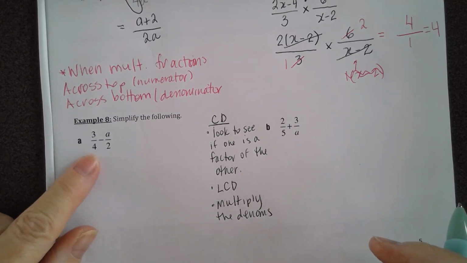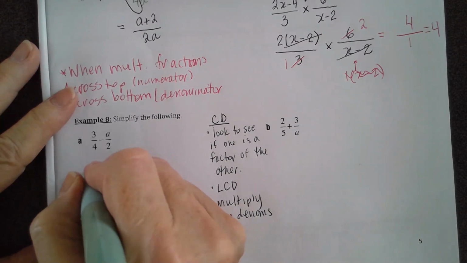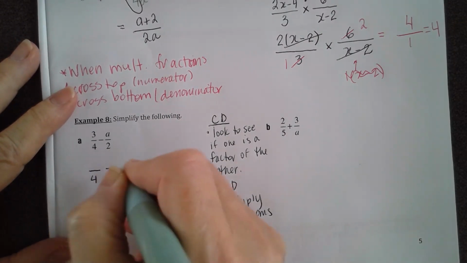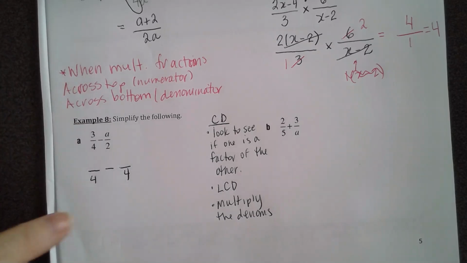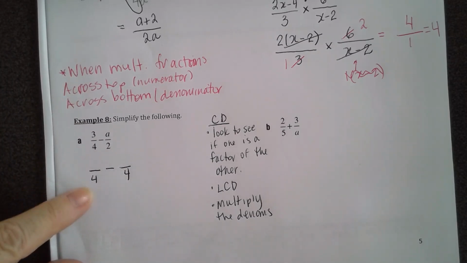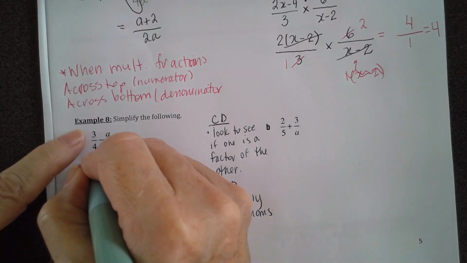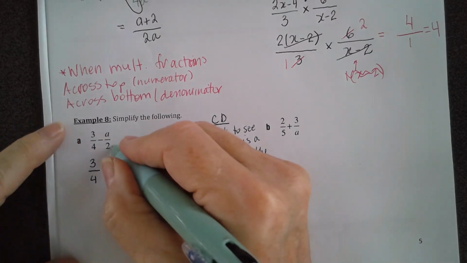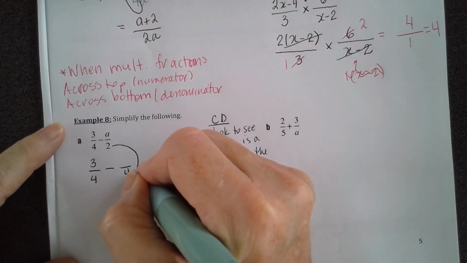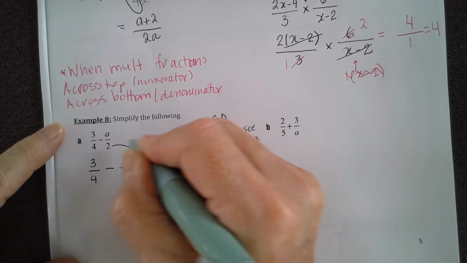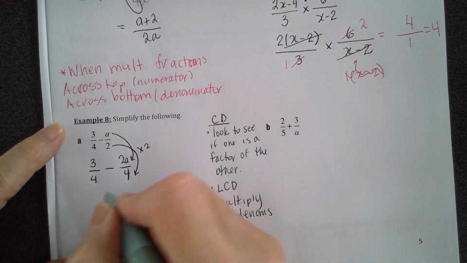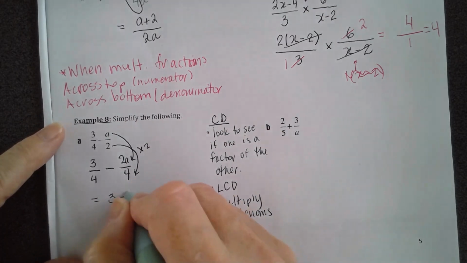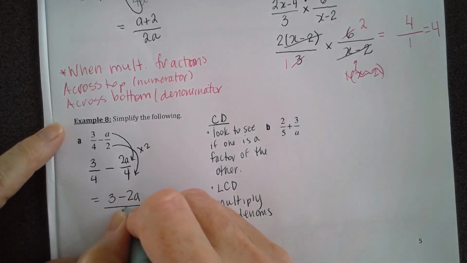2 does go into 4, and when that happens, the common denominator can be 4. Now, since I didn't change that 4 at all, I don't change the top. But I did change this 2 into a 4 by multiplying it by 2, so I have to multiply the top by 2. So this problem is 3 minus 2a over 4.